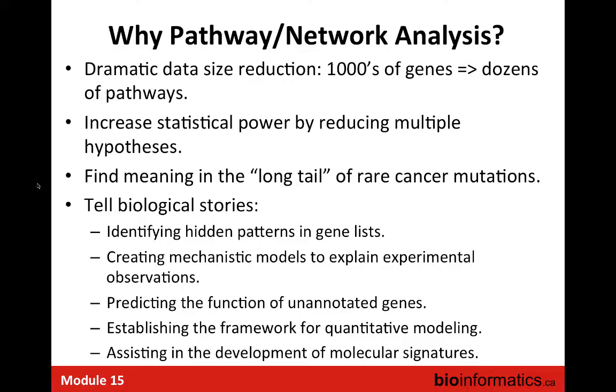Particularly with cancer research now, next-generation sequencing, we're identifying a lot of somatic mutations. We're trying to figure out what the role of these driver mutations are. But you have this whole long tail of a smaller number of rare mutations that you find in your data sets. The question is, how can we use pathways and networks to help explain the relationships between those genes?